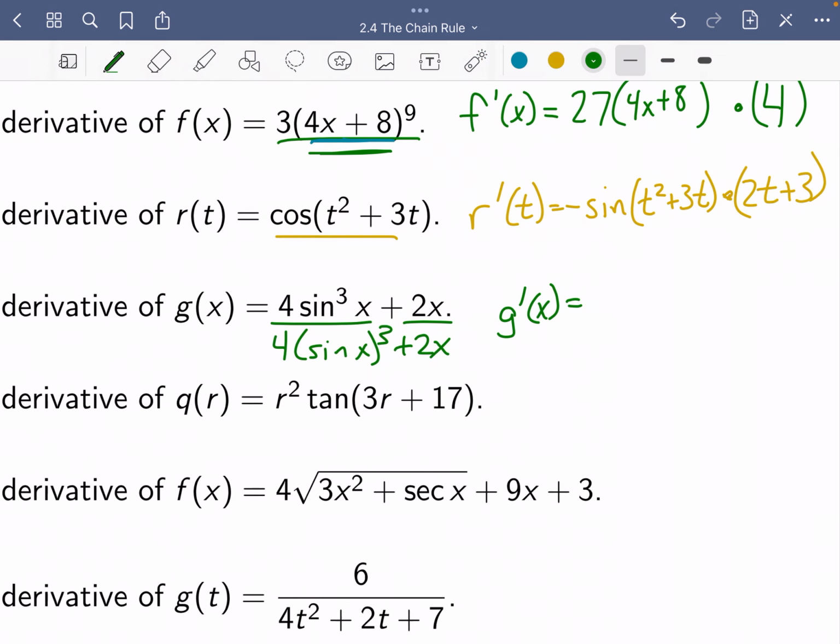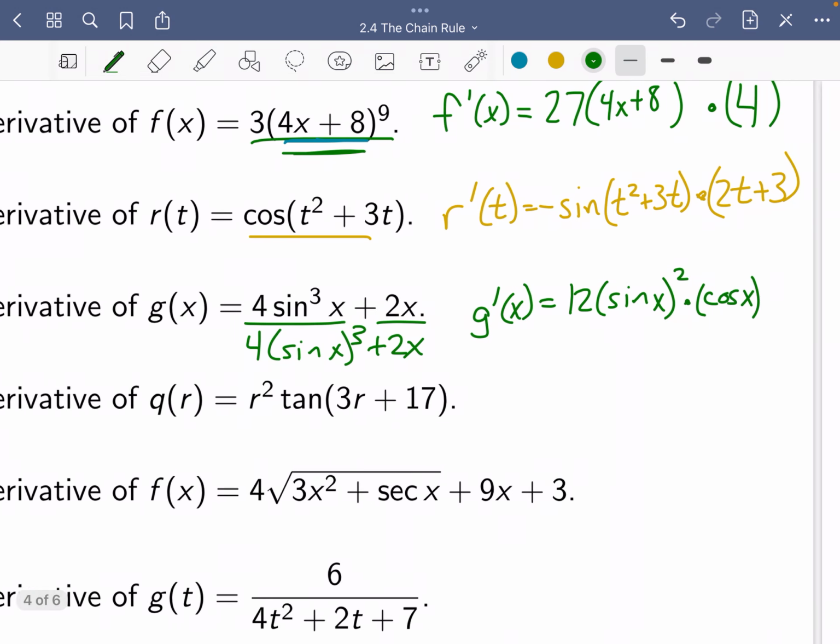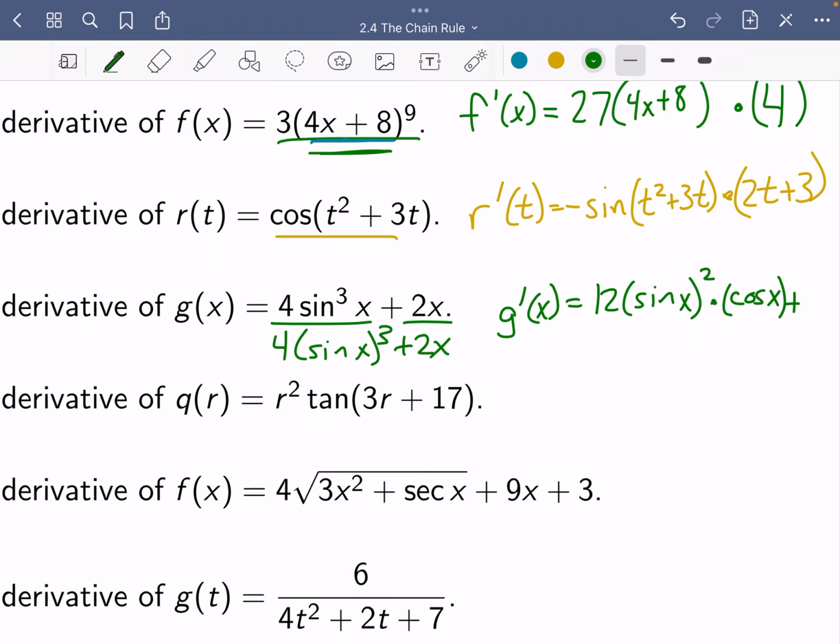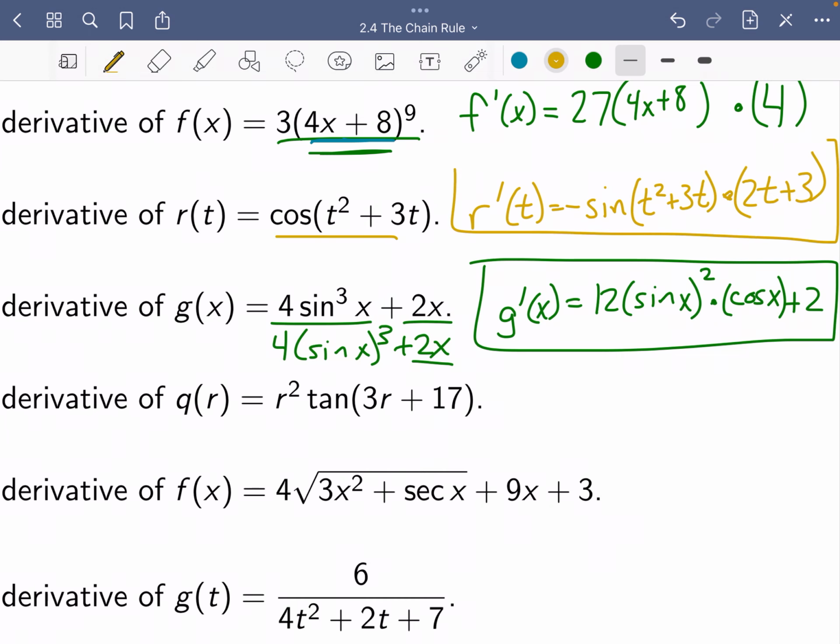And so for 4 sine of x cubed, we have 12. We can bring the power of 3 down. The inside stays the same. Subtract 1 from the power. Multiply that by the derivative of the inside, which the derivative of sine is positive cosine. And then we have the derivative of the next piece. So the derivative of the 2x is 2. Great.